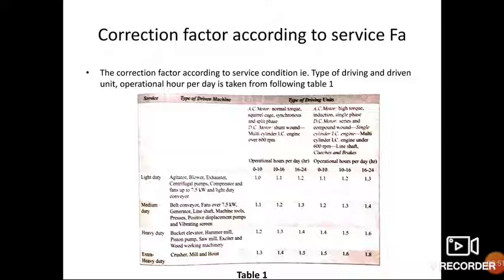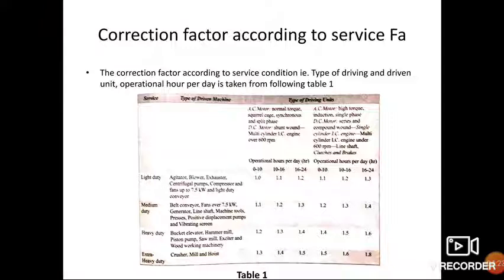Now, in this table, in the columns you will see the type of driving unit, which type of driving unit will be on, and in the rows you will see the driven unit. Over the type of driving unit you will see the operation hours, how many hours it will be running per day. So you have to find out the input unit and output unit, and the intersection of those will give you fa, the correction factor according to the service condition.